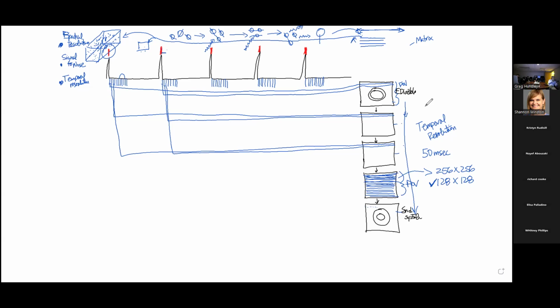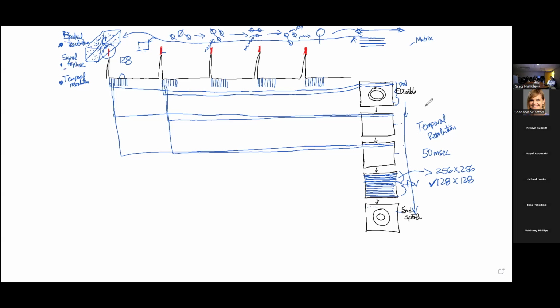So using this example up here, that means we need 128 heartbeats to make one cine movie. We have 128 matrix, spatial resolution. We've got pretty big pixels at that.